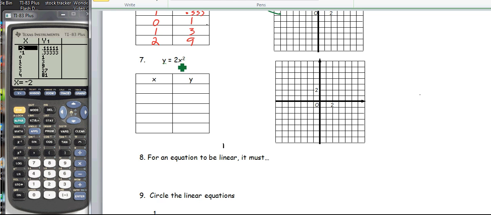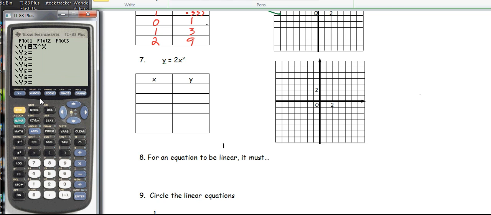All right. Here we have 2x squared. So I'm going back to my y equals. I'm going to clear that out and put it in just as it's written. 2x, and then if it's squared, because we do that a lot, you can use this square button right here. So you see I have 2x squared over here. I'm going to hit second graph so I can see my table.